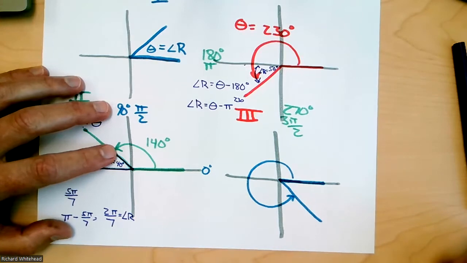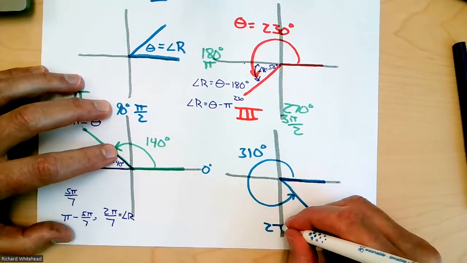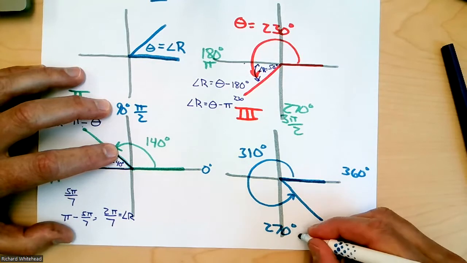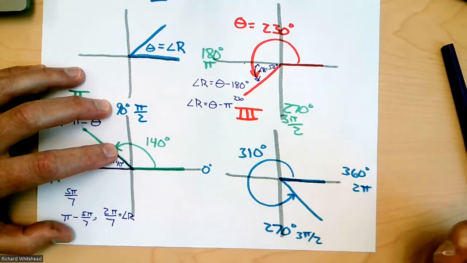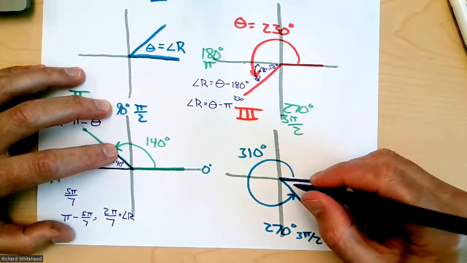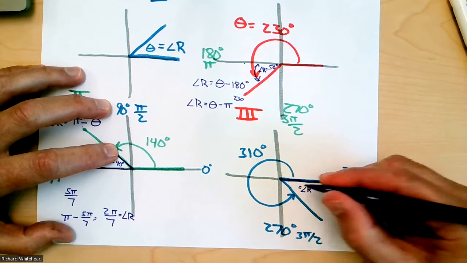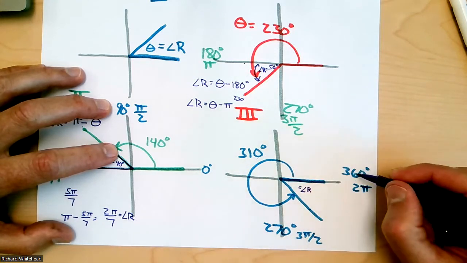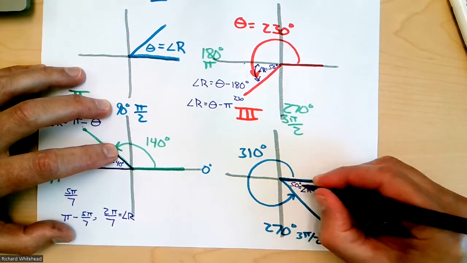Okay, so what if I had something like, what's a good one? 310 degrees. So I had 310 degrees, which is in the fourth quadrant because it's between 270 and 360, which is also 3 pi over 2 and 2 pi. So there's my whole angle right here, 310. So this guy right here is the reference angle. So let me see, to go from 310 to 360 would be 50 degrees.